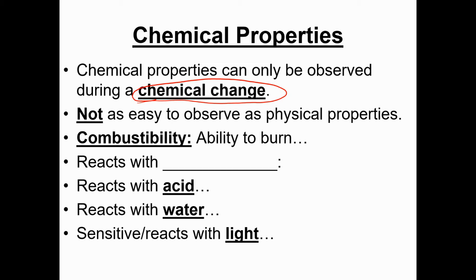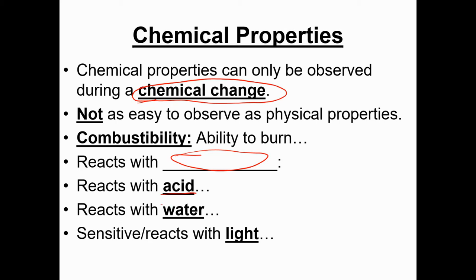So paper catches fire, it's combustible. You might sometimes see reacts with blank. So we can fill that in with reacts with acid. So if I take a piece of metal and I put it in, or if I take some baking soda and I put it in some vinegar, the baking soda reacts with the vinegar. Vinegar is an acid. So baking soda reacts with acid. That's a chemical property of the baking soda.